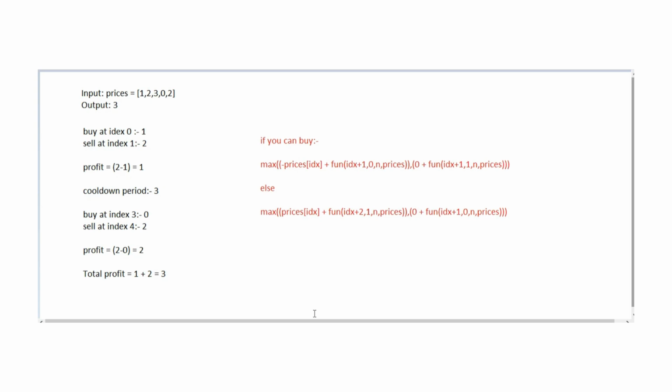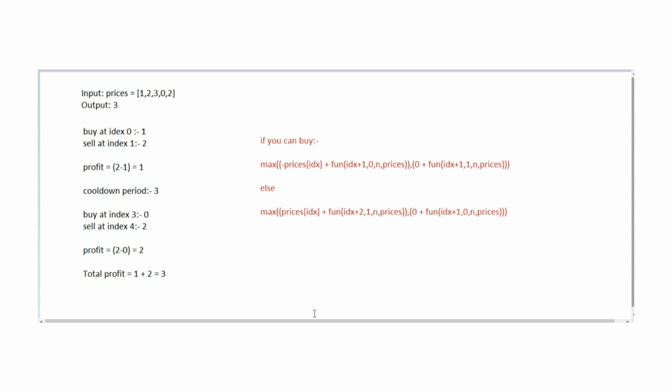Similarly, for the sell position, at the time of selling we have two choices: whether to sell it or not sell it. If we sell it, then we need to calculate the profit. If we do not sell it, then in the upcoming days we have choices of selling it.